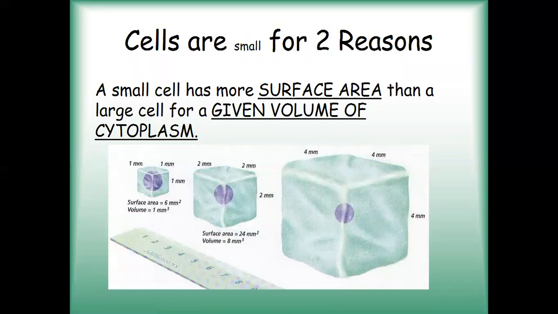Now, we have just studied the cells. As I told you, cells are very, very small. They are too minute; we cannot see the cells with our naked eyes. Cells are small basically for two reasons. Because the cells are small, they have more surface area than a large cell for a given volume of cytoplasm. So a smaller cell always has more surface area relative to its volume. The ratio of surface area to volume is more for a smaller cell.